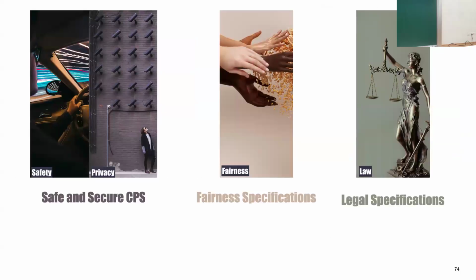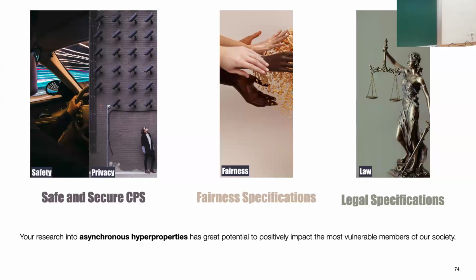So in summary, we talked about hyperproperties, where we can find them in safe and secure systems, with fairness, in legal specifications. And here I want to say that your research in asynchronous hyperproperties has indeed great potential to positively impact the most vulnerable members of our society, right? So we are in this very crucial situation with neural networks being present everywhere, and we should take up this challenge. Okay? With that, I will complete the talk.